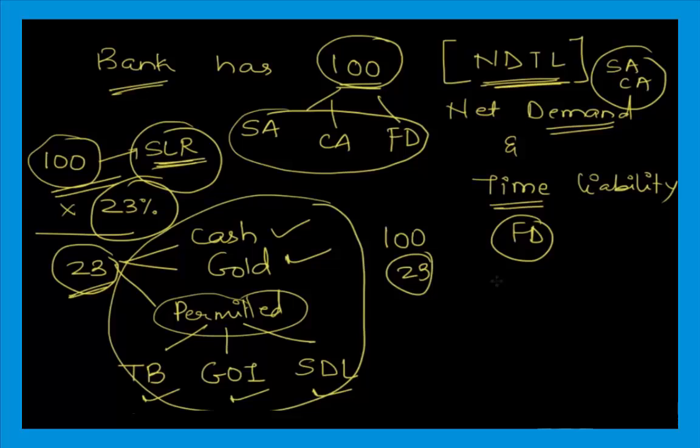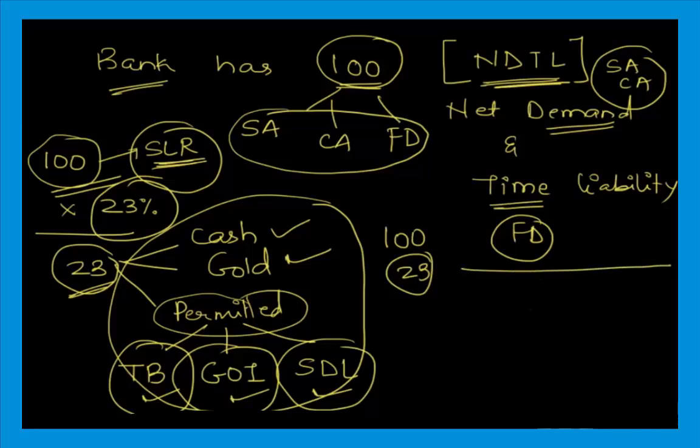Now, why is repo called a repurchase agreement? It is because the permitted securities, which are treasury bills, government of India bonds, and state development bonds, have to be kept as collateral when the bank borrows money from RBI at the repo rate using the LAF facility. Let me explain that to you. Say for example, a bank has 100 rupees as NDTL.